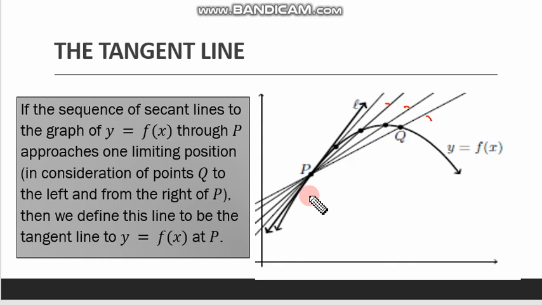If the sequence of second lines to the graph of y is equal to f of x through the point P approaches one limiting position, and that is the consideration of points Q to the left and from the right of P, then we define this line to be the tangent line, which is this one. So it means that we created a line that connects point P to another point which approaches point P itself, and we label it Q.